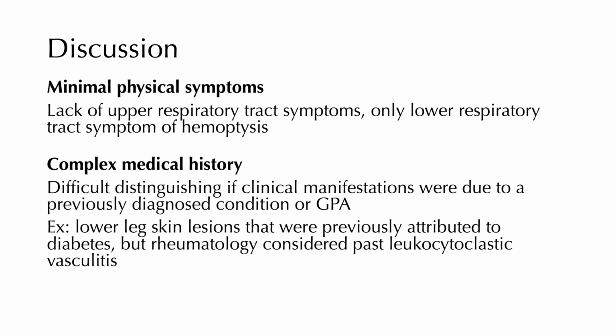So for example, the patient had lower leg skin lesions that were previously attributed by him to his uncontrolled diabetes, but rheumatology considered past leukocytoclastic vasculitis. A key takeaway is that symptoms of vasculitis can overlap with the patient's complex medical history, so attaining a detailed investigation, including biopsy, labs, and other findings, is crucial to diagnosing GPA.